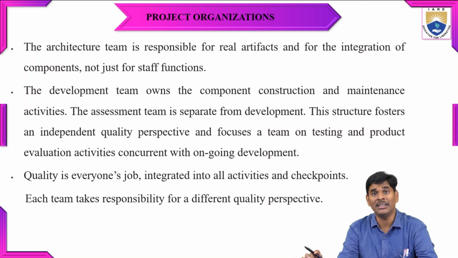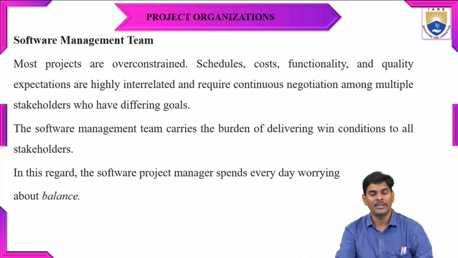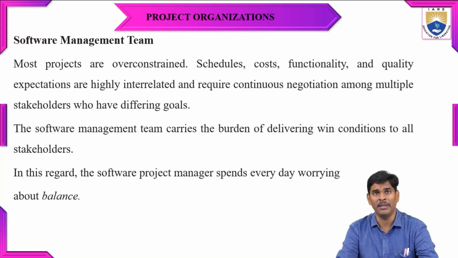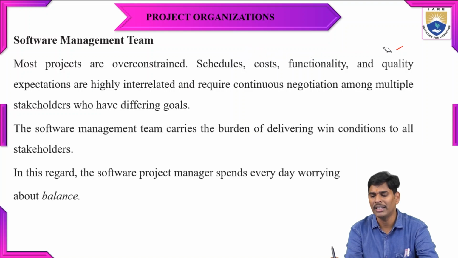And quality is a very important criterion for any project. So that's why quality is everyone's job here. Each team has to take the responsibility to gain more quality. So here the software management team is performing that. They need to check whether the project is consistent or not. So they need to verify the schedule and cost, functionality, and quality expectations. These are the main important criteria for the software management team here.